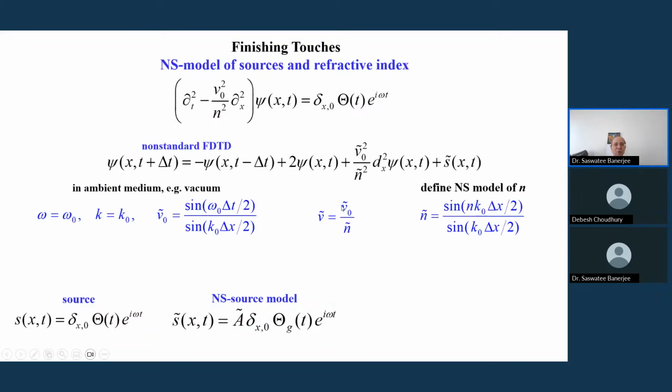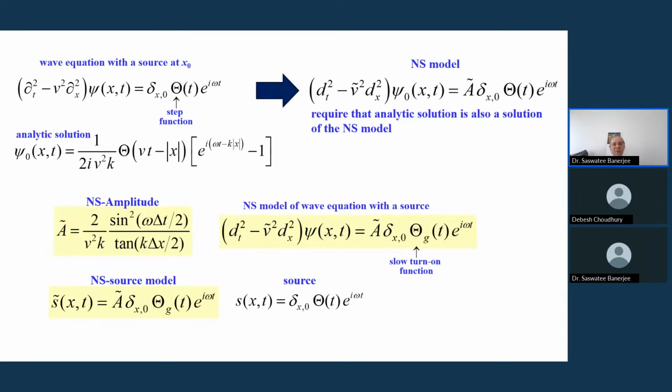I won't go on too much, but we can introduce a non-standard model of the refractive index. So this is the non-standard model of the velocity in vacuum, divided by the model of the index, and now we have a source term here. The physical amplitude of the source and the algorithm amplitude will be different. I have derived that, but I won't bother with the derivation. We can discuss it offline if you're very interested, or we have some references that we can give you.